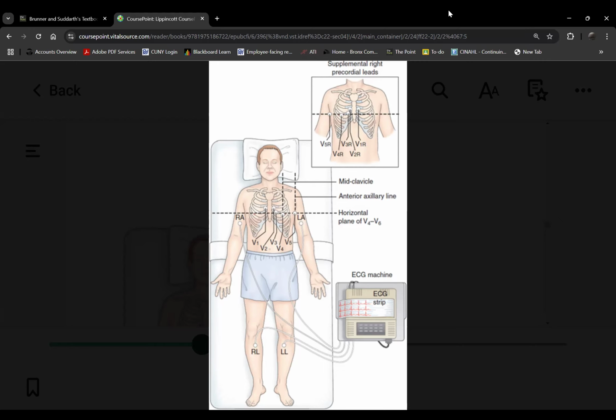Okay, so just in case you get a hotspot question, that's where you place the electrodes. Are we clear? Any question? All right.